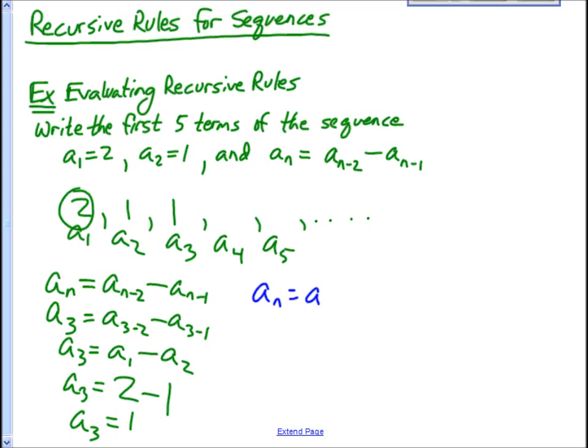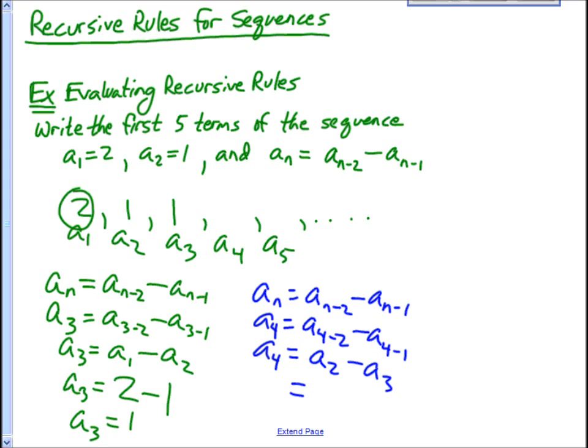Okay. Now let's do the fourth term. According to this recursive rule, the fourth term is the second term minus the third term. Well, our second term is 1. Our third term is 1. So it looks like our fourth term ends up being 0, right? So our fifth term is going to end up being what? You can probably see the pattern here.